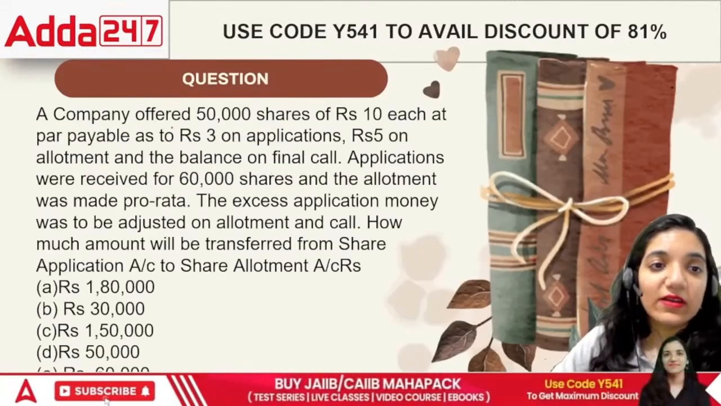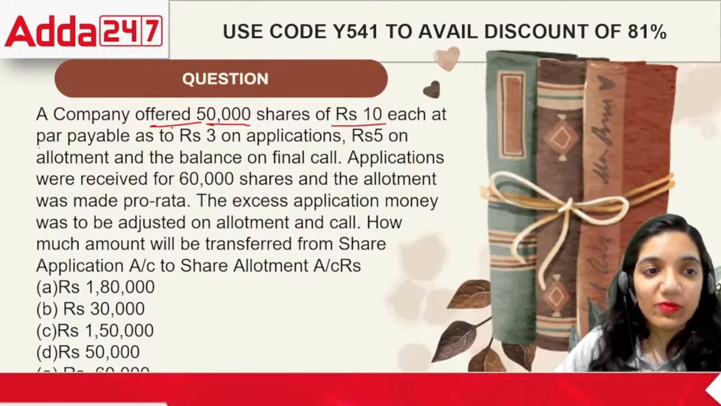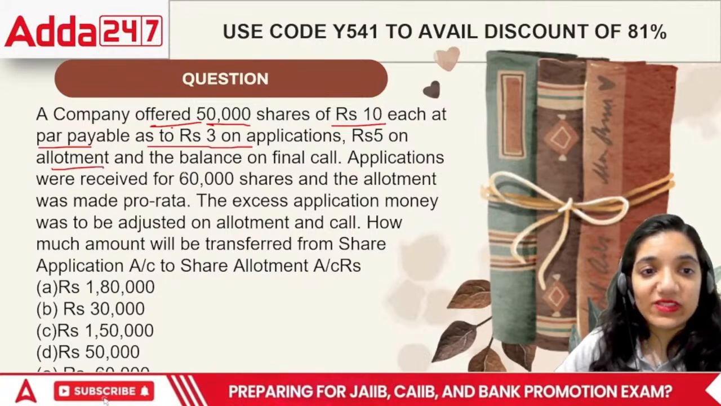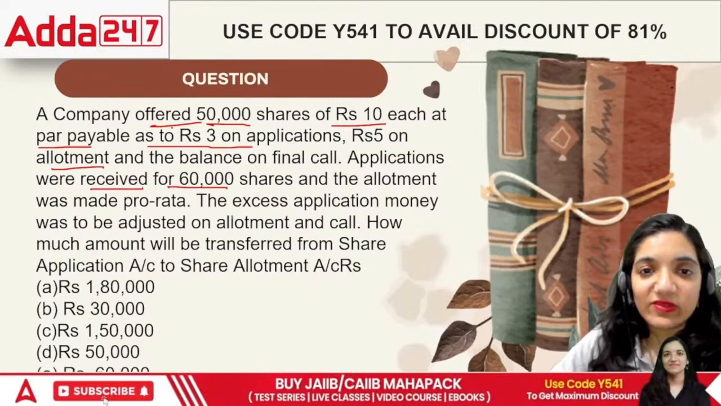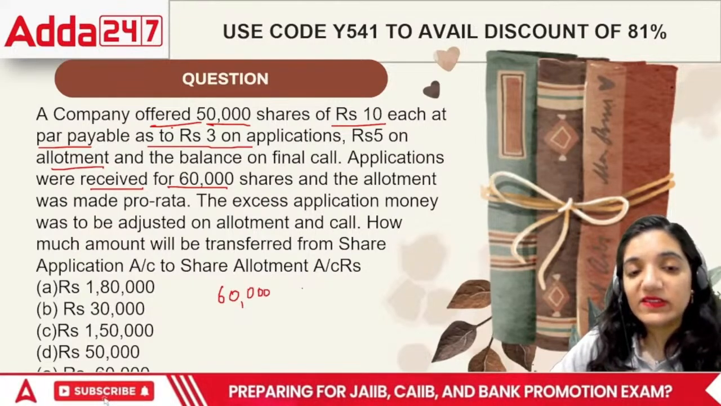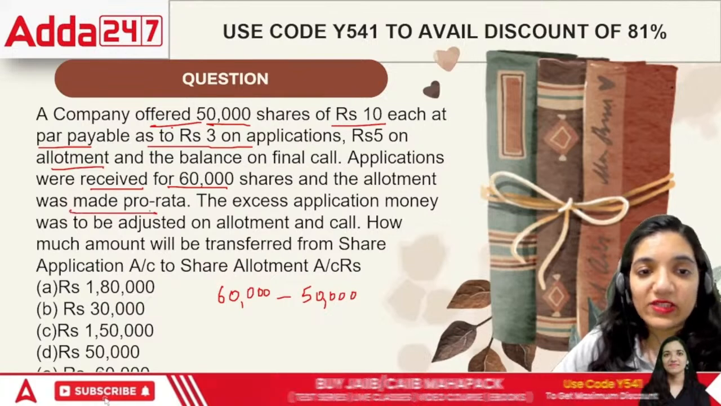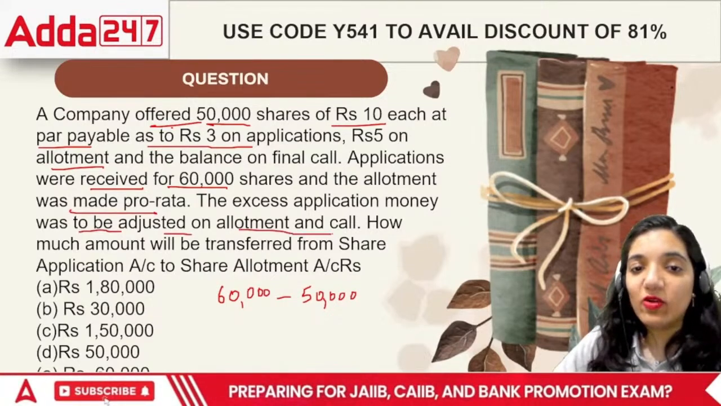Next point: a company offered 50,000 shares of rupees 10 each at par, payable as rupees 2 on application, rupees 5 on allotment, and the balance on the final call. Applications were received for 60,000 shares. That means the issue has been oversubscribed. For 60,000, we can give only 50,000 shares to them. The allotment was made pro rata. The excess application money was to be adjusted in the allotment money.